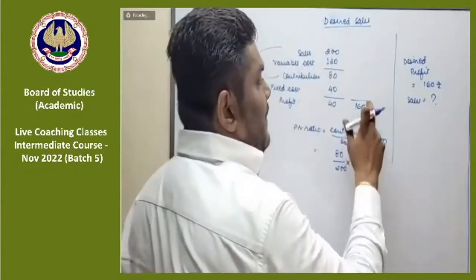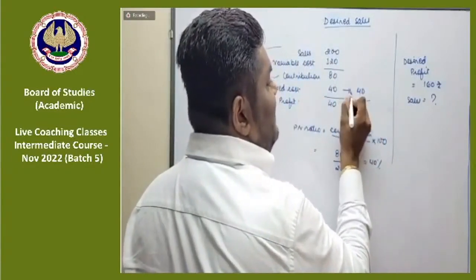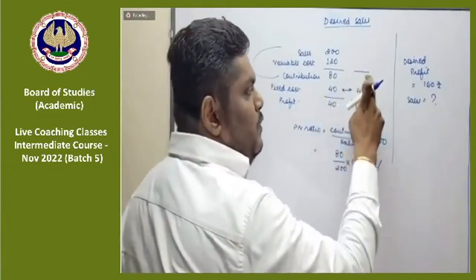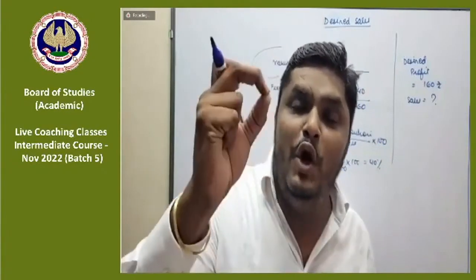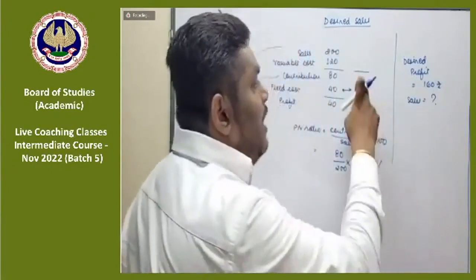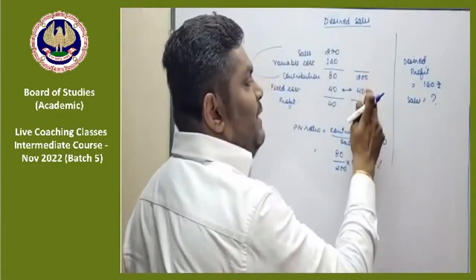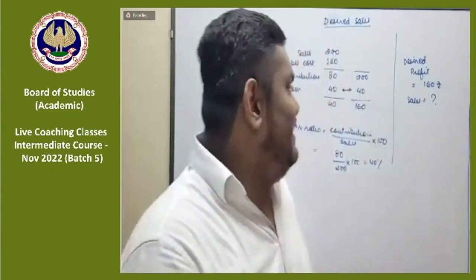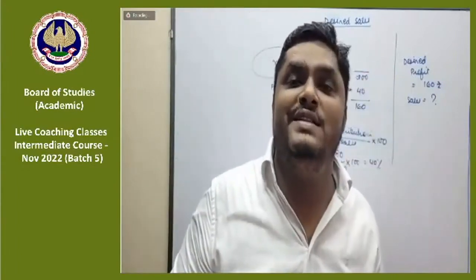My fixed cost remains the same at all levels of sales. So this 40 will remain the same at all levels of sales. So my point is, contribution minus fixed cost should be 160. How much will the contribution be? Very simple, 200. So 200 minus 40 will be 160. Many students made the mistake of writing 120 and calculated 300 as the desired sales.